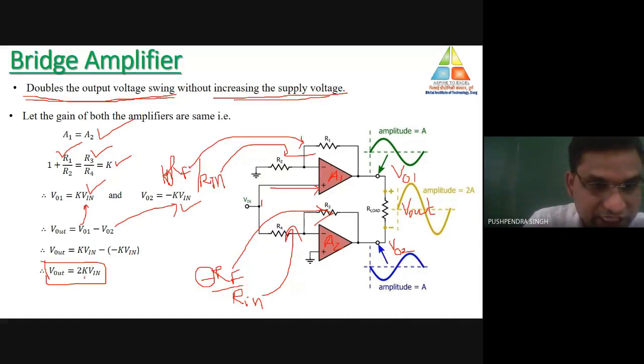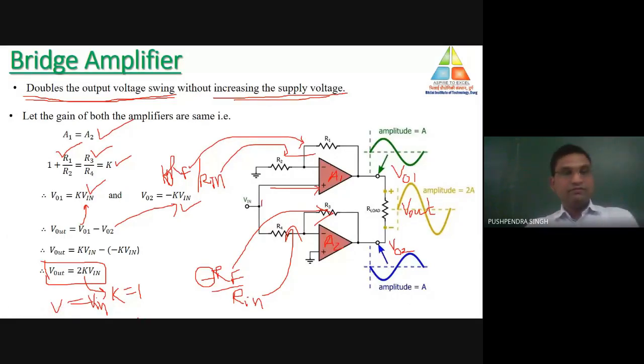If the value of K is equal to 1, let's suppose the gain of the op-amp is equal to 1, then on that condition V naught is equal to twice of Vin. So you can see with this relationship that the output voltage is double the input voltage. This is the basic functionality of the bridge amplifier. The bridge amplifier is generally used to double the input supply voltage. So this is the basic fundamental of the bridge amplifier circuit.